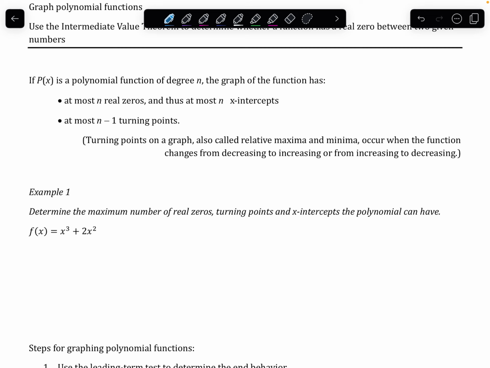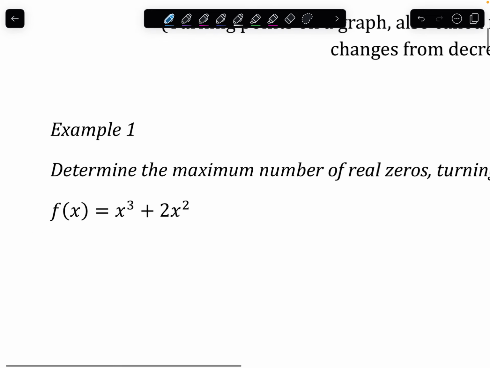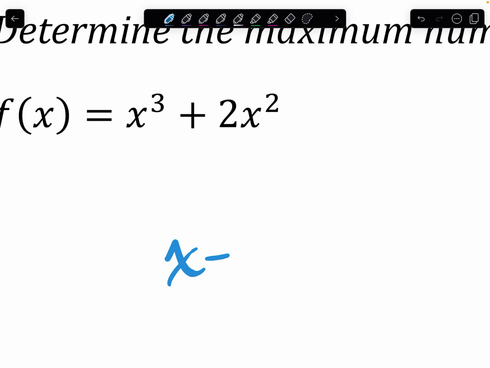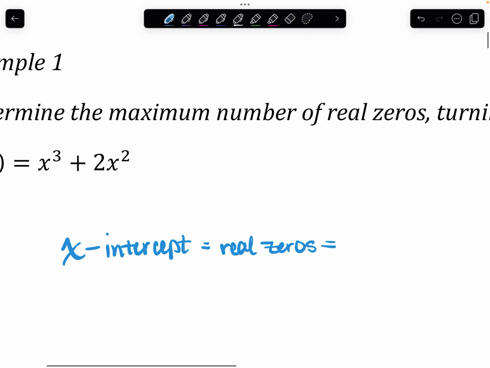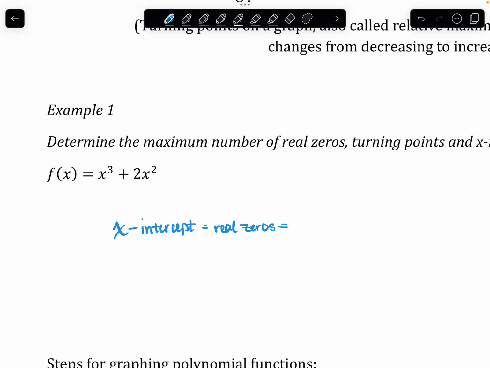Another thing to remember is that real zeros and x-intercepts are the same thing. So our x-intercepts are the same thing as our real zeros, because that is the points or locations where we do actually cross the x-axis. So the maximum number of real zeros a polynomial could have is equal to the degree. And if we look at the polynomial we are given here, the degree is 3. So that is the maximum number of real zeros we could have.